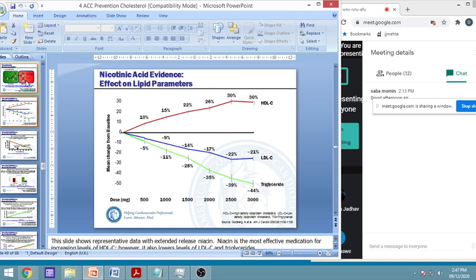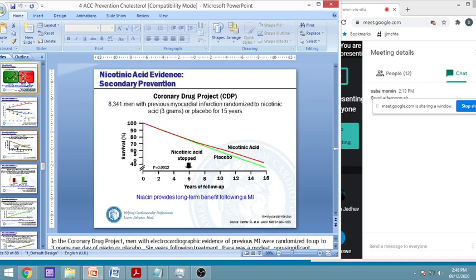It is a very good graph. It shows all the activity in one go: at a dose of 1500 milligram, it shows a 14% reduction in LDL-C, a 28% reduction in triglycerides, and a 22% increase in HDL-C. So this is very clear data. It shows niacin is the most effective medication for increasing the level of HDL-C. This is very important for HDL-C. It also lowers LDL-C and triglycerides, and is comparatively more effective in triglyceride reduction.